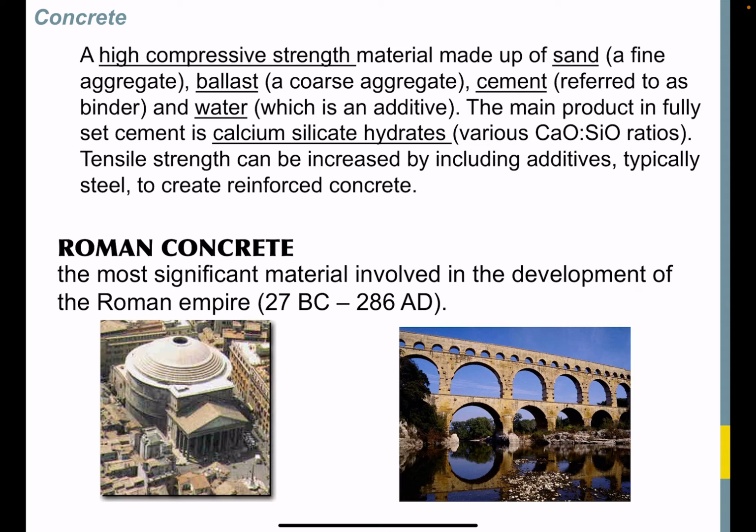As we mentioned before, strategies to address the poor tensile strength can take advantage of including additives such as steel that will help balance the poor tensile properties and render the composite stronger in tensile loading conditions. As you might be familiar with, concrete has been around since the Roman era, and it is regarded as the most significant material involved in the development of that empire, dated back to before Christ here at 27 BC.